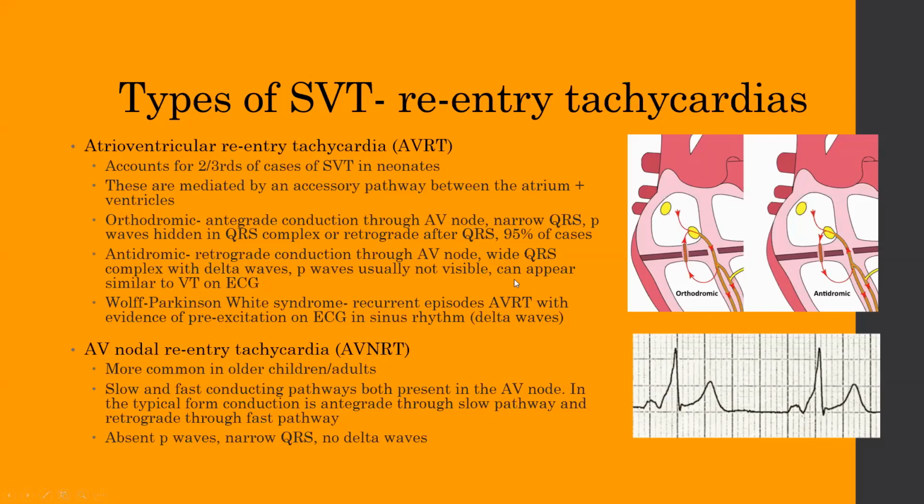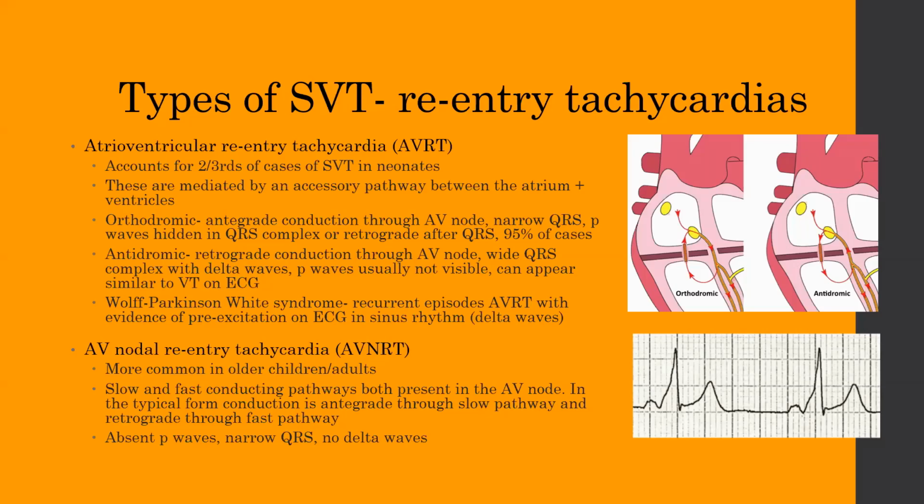The other main type of reentry tachycardia is the AV nodal reentry tachycardias. That's more common in older adults and children. We don't see it in neonates as much. It's a similar idea to the accessory pathways, but you basically within the AV node itself or just around it, have a faster pathway and a slower pathway, and the electrical activity normally goes in that same direction that we're talking about with the orthodromic AVRT, where it goes slowly through the AV node but then has a fast pathway back up again.